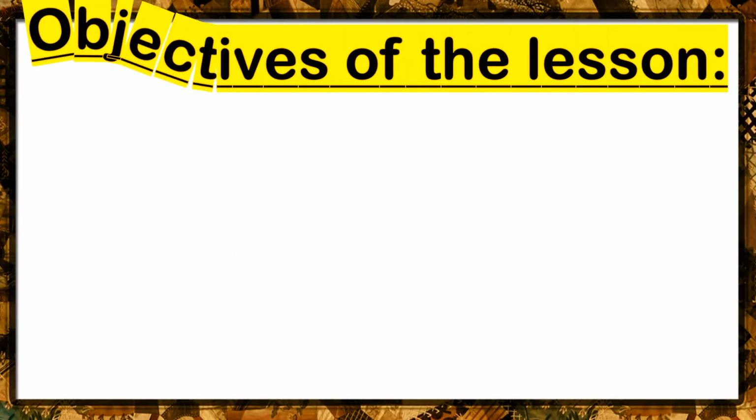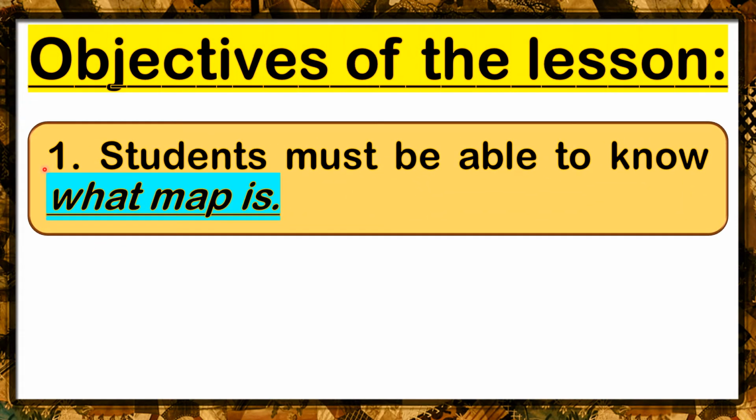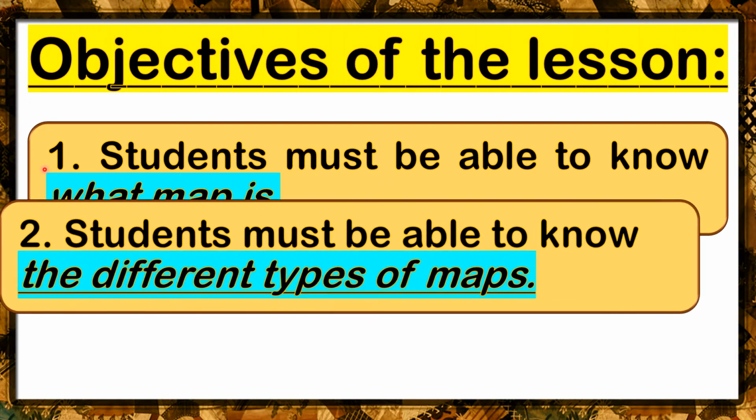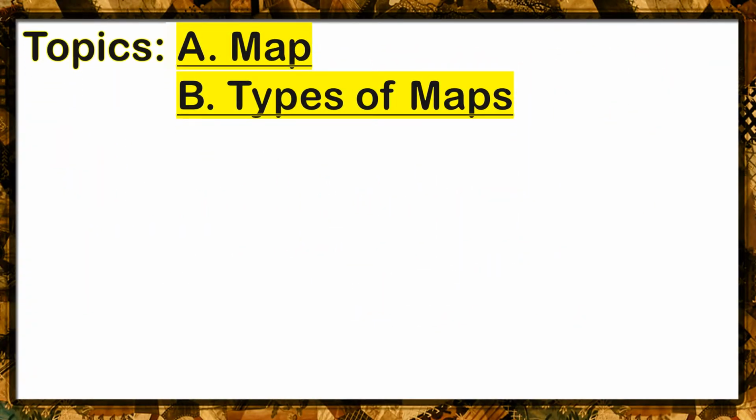The objectives of our lesson for today are the following. Students must be able to know what a map is, and students must be able to know the different types of maps. Now, class, let us discuss our topic now, but first let us read the topics for today. Letter A is map, and letter B, types of maps.